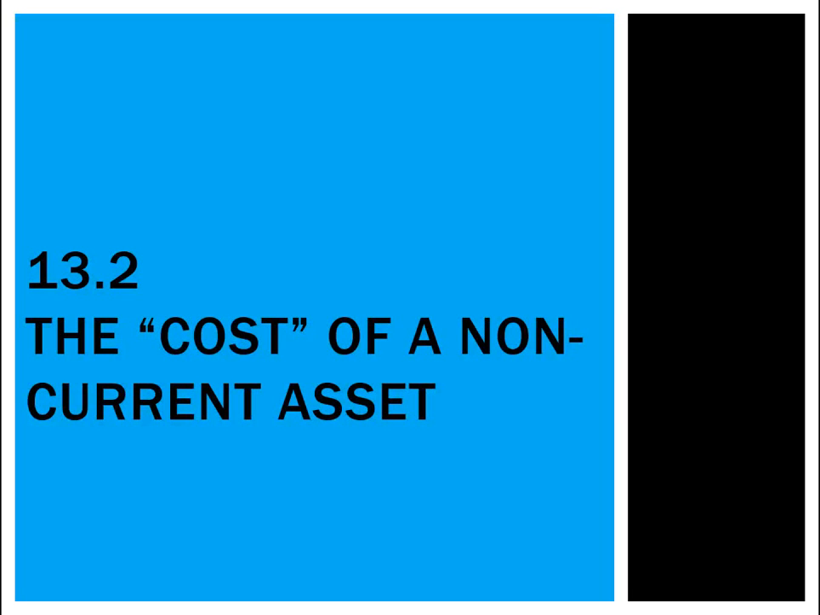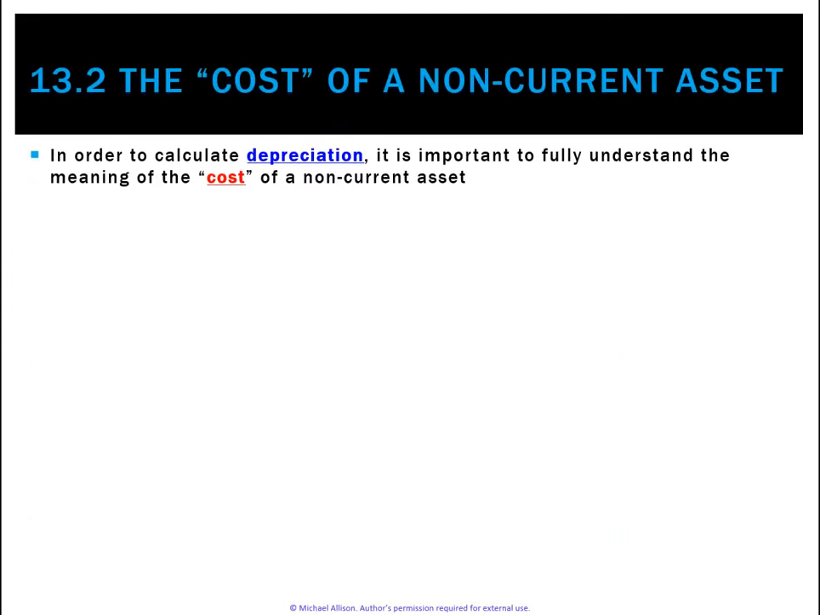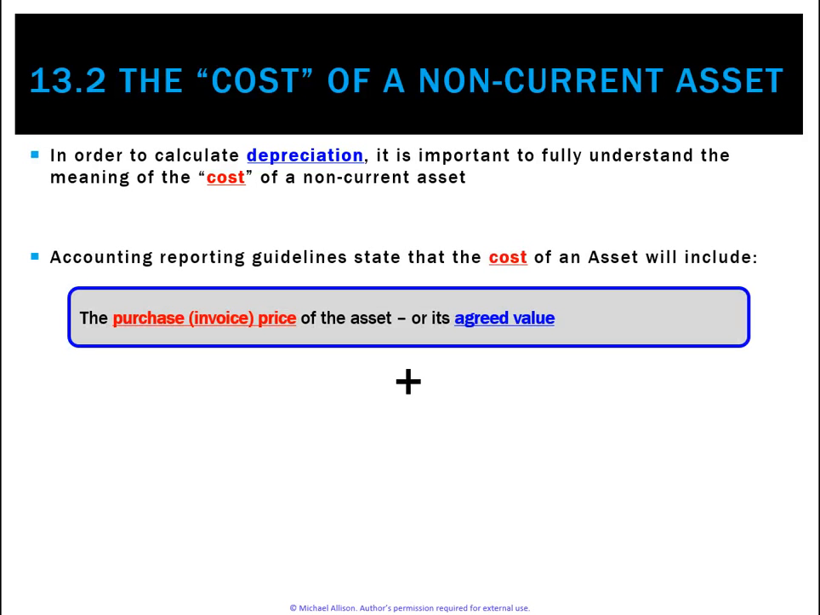To calculate depreciation, we need to know the cost of a non-current asset. So we're actually going to expand that a little bit and say it's not just the purchase price. Obviously most things are bought at a certain amount, so that would be its purchase or invoice price. Although we do need to factor in if an owner gives the business an asset, we'll just use the agreed value. But what we'll say is the cost actually includes some other things.